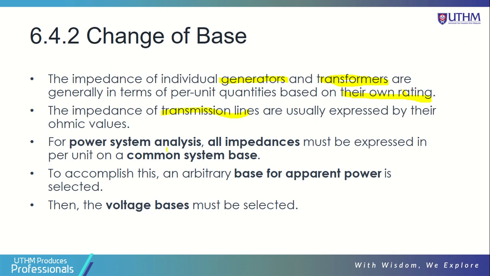For power system analysis, all impedances must be expressed in per unit in a common system base, which means you need to convert all the base values of the generator, transformer, and transmission line to the common system base. To accomplish this, an arbitrary base for apparent power is selected. Commonly we select the base for apparent power first, then we select the voltage base.